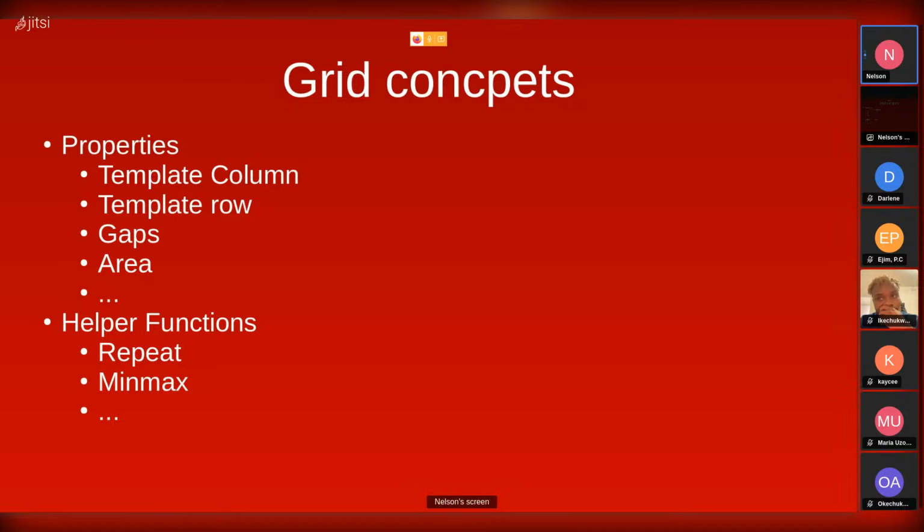We have properties and then helper functions. For now, I think these are the things I will be covering here. There are still some properties that grid and flexbox share in common. They share a lot of properties, but flexbox has its own specific properties, whereas grid has its own specific set of properties, dedicated for grid. But they still share some things in common.